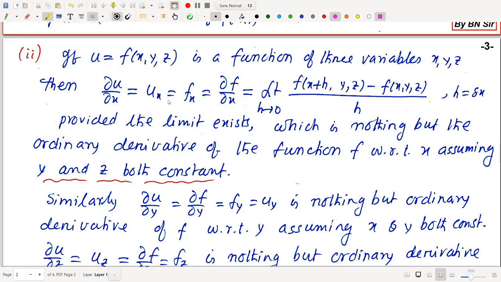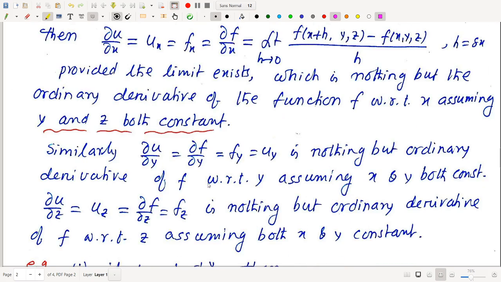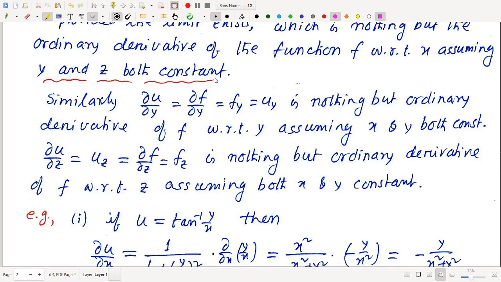So if we want to find the partial derivative of u with respect to y, then we shall keep x and z constant and just differentiate with respect to y. Similarly, if we want to find the partial derivative with respect to z, then we shall keep x and y constant. So this is the concept for a function of three variables.